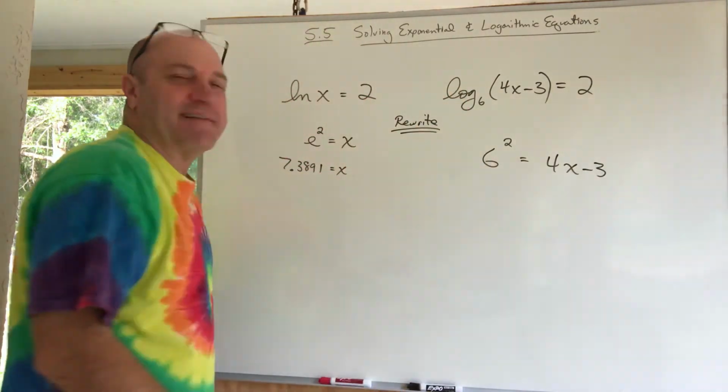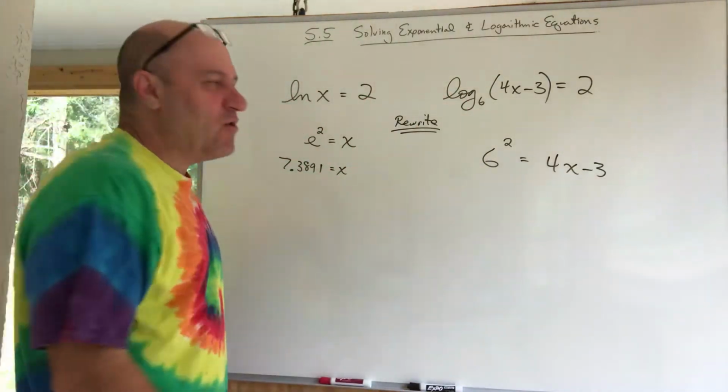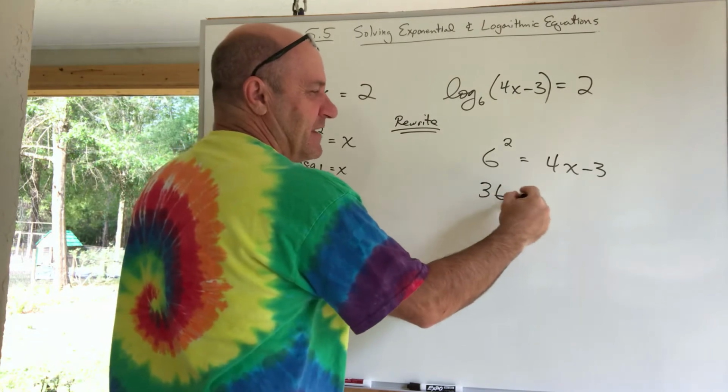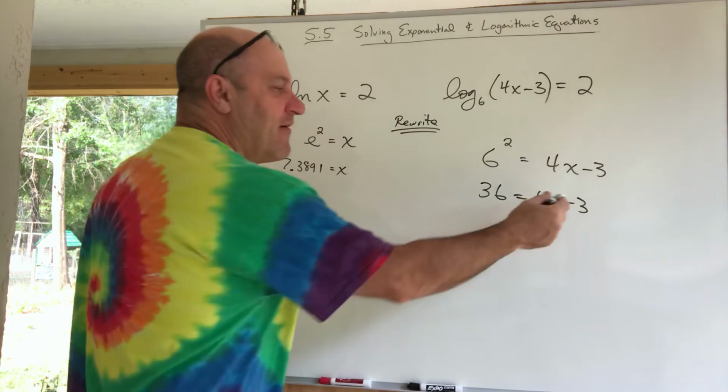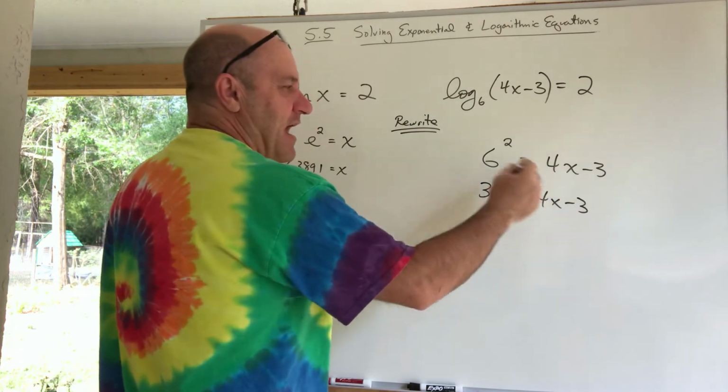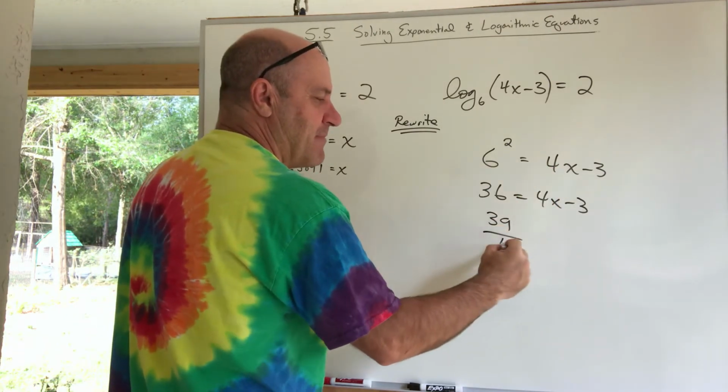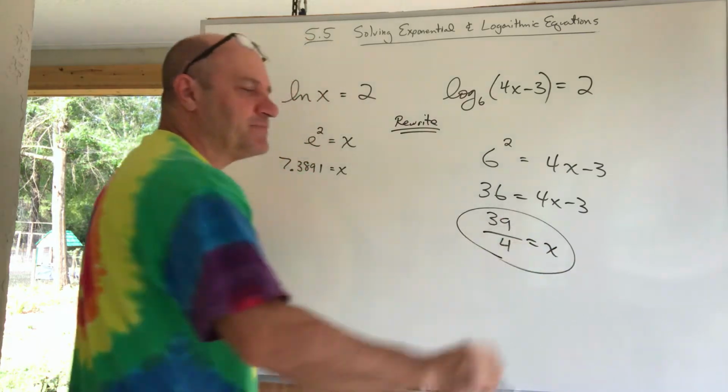Once you rewrite the logarithm, it's so easy. Now you have 36 equals 4x minus 3. I mean, it's easy old algebra now. You're trying to solve for x. Add 3, 39, divide by 4, there's your answer.